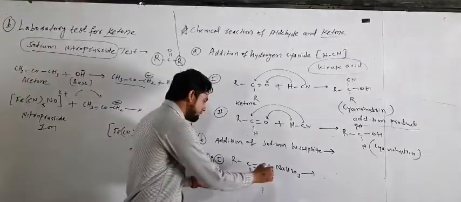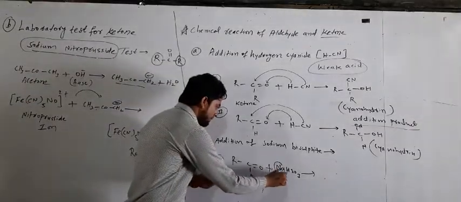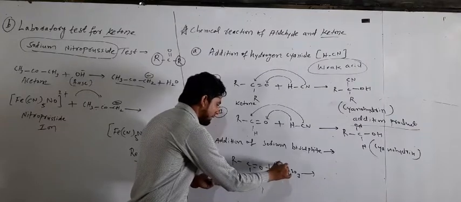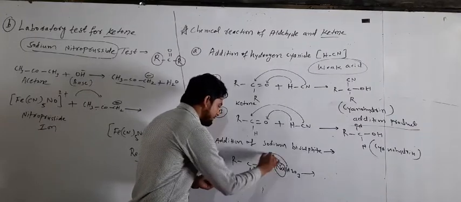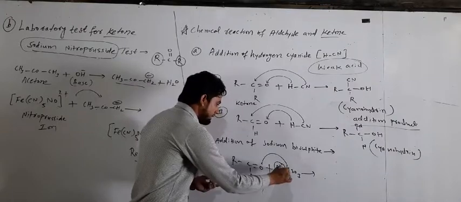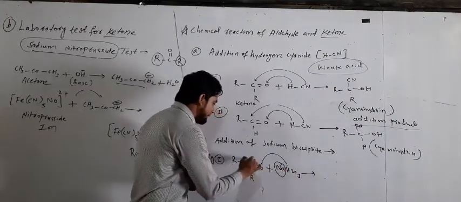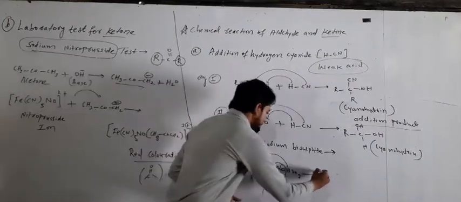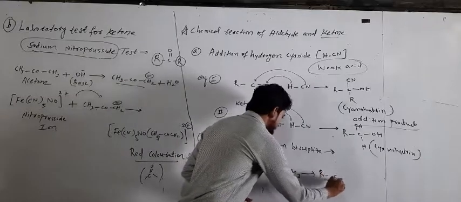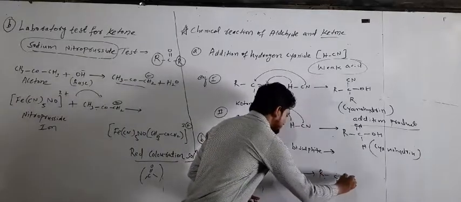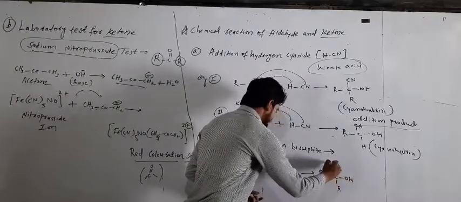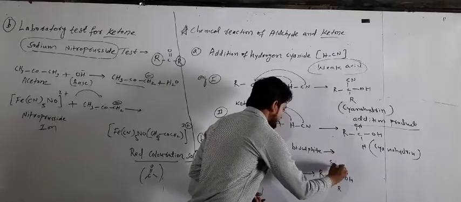In this reaction, same here, we get a product. This sodium, and this H attached to the OH, and this SO3Na attached to this carbon. So we get R single bond C, R attached to the OH, and here we get SO3Na.